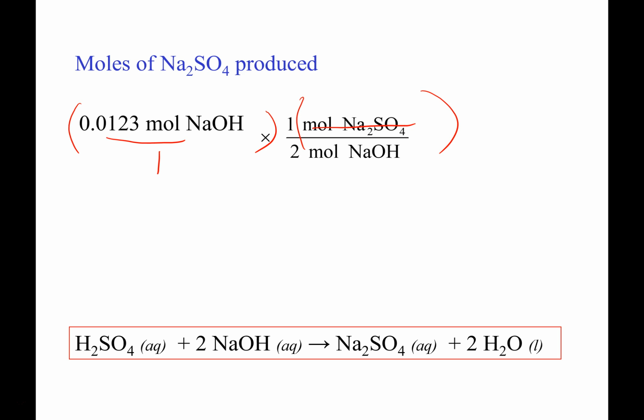Did the 0.0123 come from a previous one? Yes, it came from a previous slide. We got that from using what was given in the original problem, 0.444 molar NaOH and 27.7 milliliters of that solution. All right, so no uncertainty introduced by the stoichiometric coefficient. So you're looking at 0.00615 moles of Na2SO4, which sounds kind of familiar.